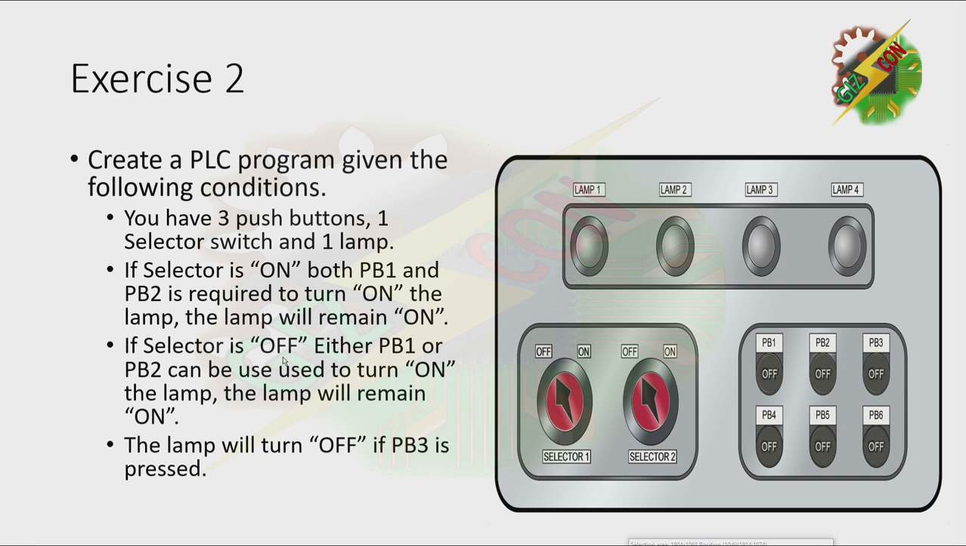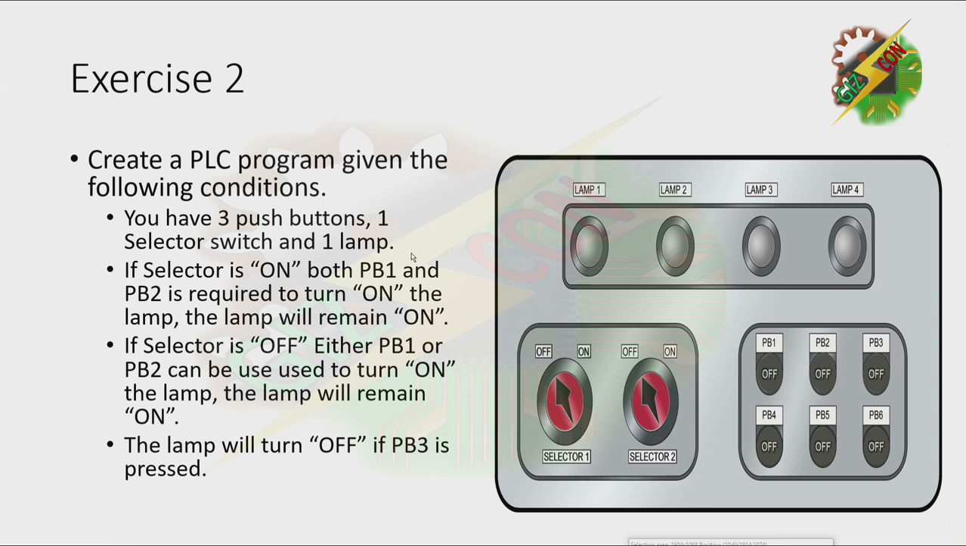Exercise 2. Create a PLC program given the following condition. You have 3 push buttons, 1 selector switch, and 1 lamp. If the selector switch is on, both PB1 and PB2 are required to turn on the lamp. The lamp will remain on. If the selector switch is off, either PB1 or PB2 can be used to turn on the lamp. The lamp will remain on. The lamp will turn off if PB3 is pressed.